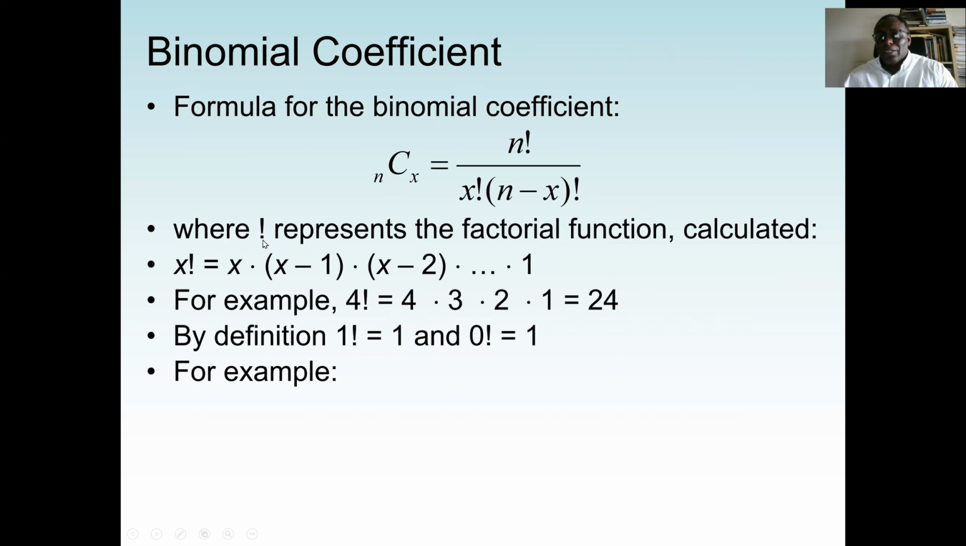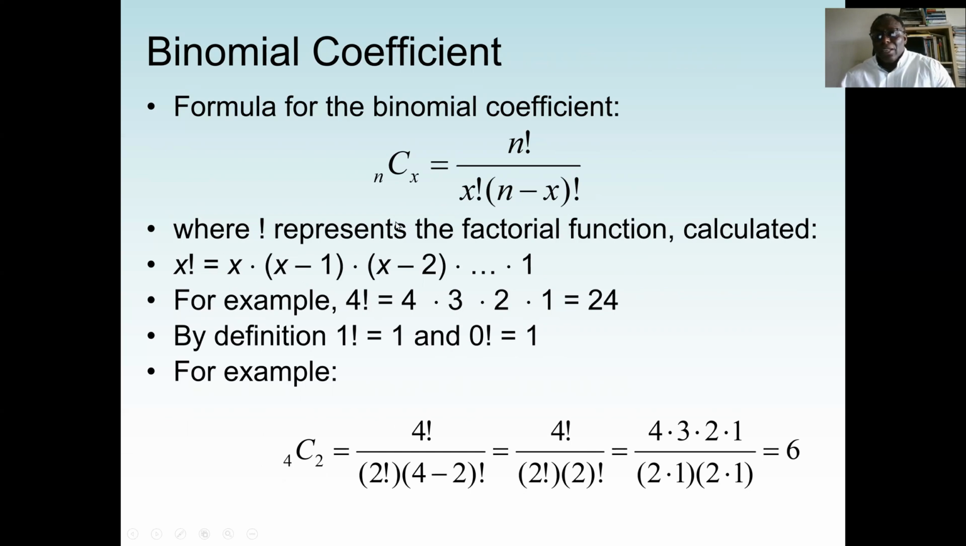As we said earlier, the exclamation mark represents the factorial function. So x factorial will be x times x minus 1 times x minus 2 all the way to 1. So in the example given here, to find 4 factorial, it will be 4 times 3 times 2 times 1, which will give me 24. By definition, the factorial of 1 is 1, and the factorial of 0 also is 1.